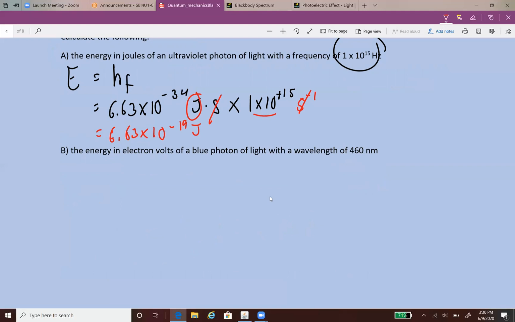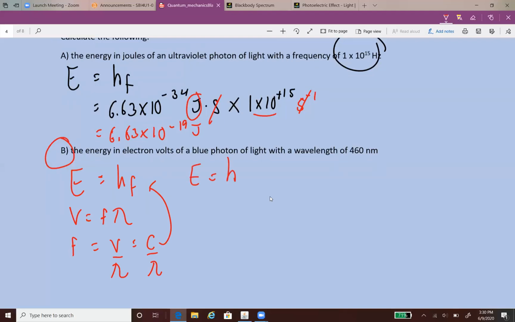Now, we have a follow-up question here. What's the energy in electron volts for a blue photon of light with a wavelength of 460 nanometers? So the equation is E equals hf. Now, if we don't have frequency, if we have the wavelength, we know v equals f lambda. So f is v over lambda, but v is actually the speed of light, so we can just say it's c. So we can plug that into this equation and say E equals h times c over wavelength.